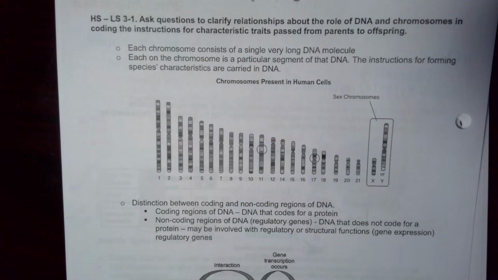Our next standard is HSLS 3-1. Ask questions to clarify relationships about the role of DNA and chromosomes in the coding instructions for characteristic traits passed on from parents to offspring.